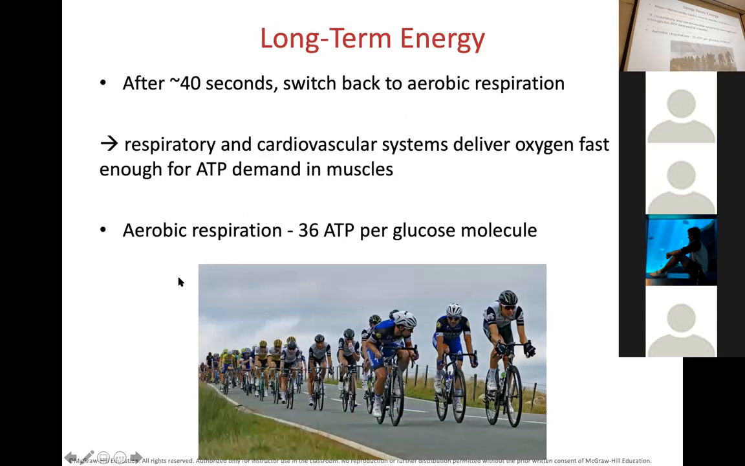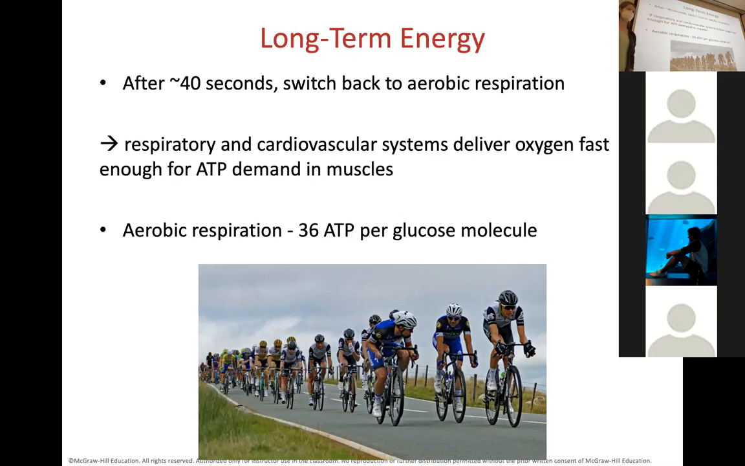And then after about 40 seconds, your cardiovascular system and your respiratory system basically catch up to the oxygen demand, and your muscle cells can go back to aerobic respiration. So it just switches back. Your heart and your lungs basically have to catch up and start moving more oxygen in order for enough oxygen to be sent to your muscle cells for them to make ATP. And this is all within basically 40 seconds of intense exercise.